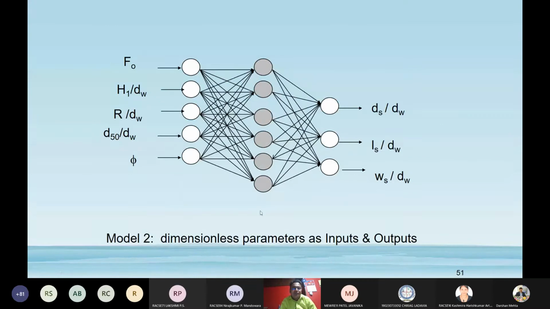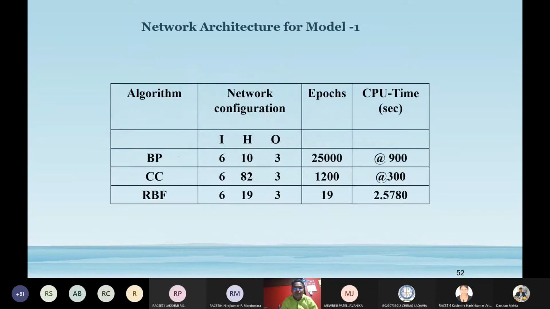Another model uses grouped variables, the same dimensional analysis I derived. The Froude number, relative head, relative bucket radius, everything relative to the tailwater depth. Here also you can see the relative depth of scour, location of scour, width of scour. Since this model runs continuously, it should capture the mechanism. These are the hidden neurons. In MATLAB, those times, it was very fast.